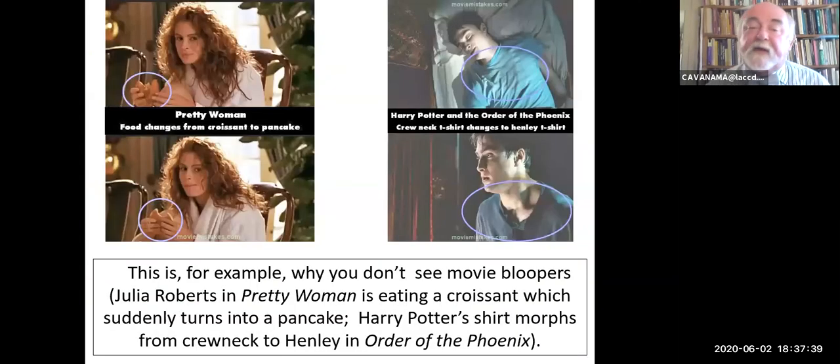Movie bloopers are another example of this. In Pretty Woman, she's eating a croissant and all of a sudden it changes to a pancake. Well, because they stopped filming, cut, and then it came back and was pieced together on the cutting room floor, but somebody gave her a different prop. Normally we don't notice this. There are people that do, and there are all kinds of videos on YouTube about movie bloopers, but you have to be movie blooper minded.